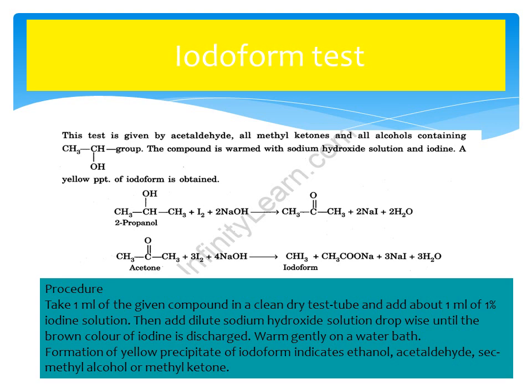In the figure or equation you have seen that 2-propanol is treated with iodine along with the dropwise addition of sodium hydroxide. You will get methyl ketone, sodium iodide, and water. Acetone treated with iodine and NaOH gives iodoform, which is a yellow precipitate, and sodium acetate along with sodium iodide and water.